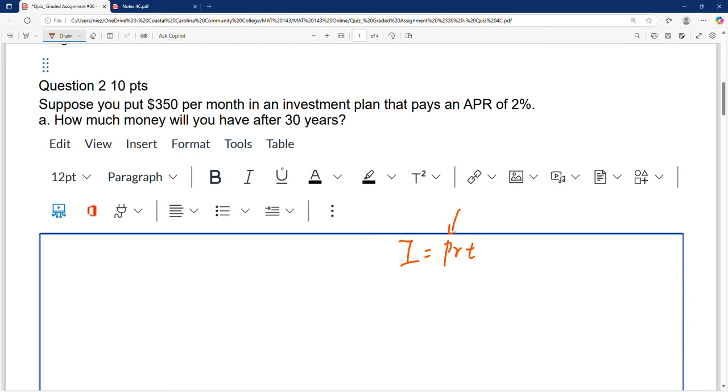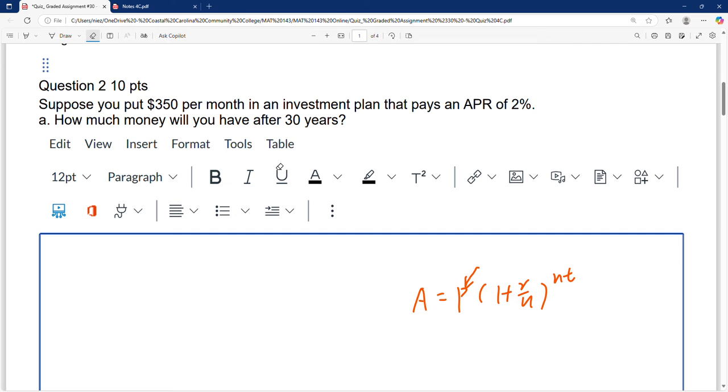Since here the P is the principal and it is fixed, it does not change. You cannot calculate it by using the compounding interest formula either, because again the principal is fixed. But here you put $350 per month, which means every month you put $350. So your principal is kind of changing. So now those two formulas don't work.